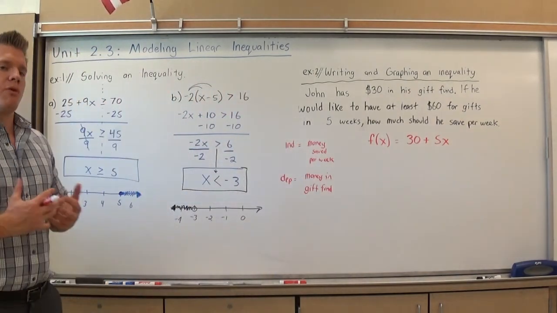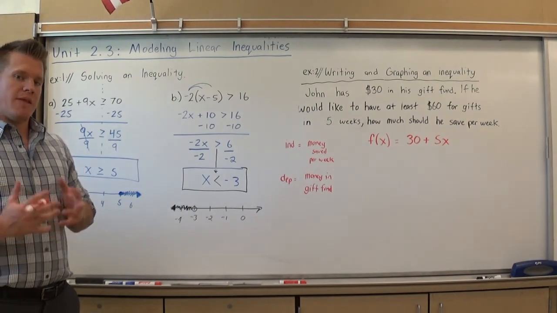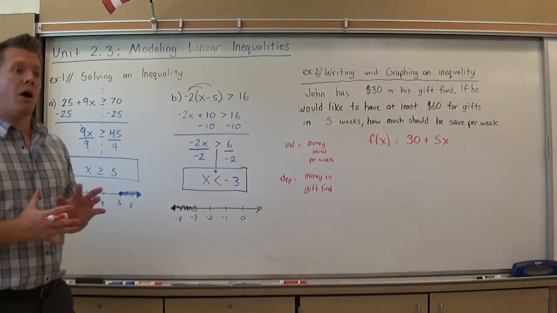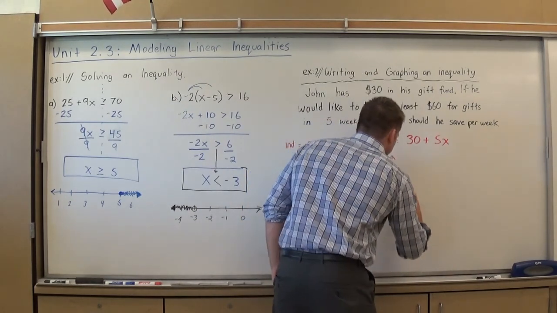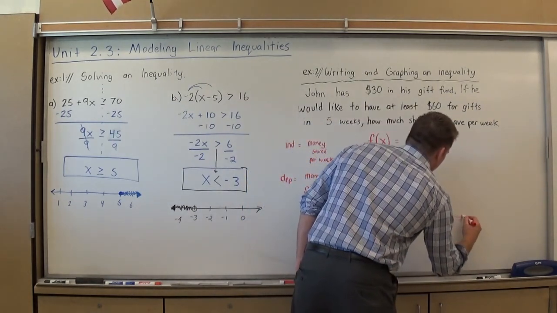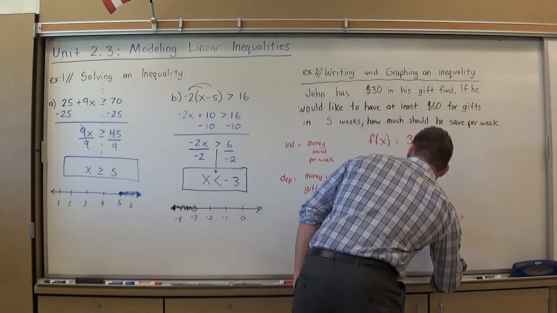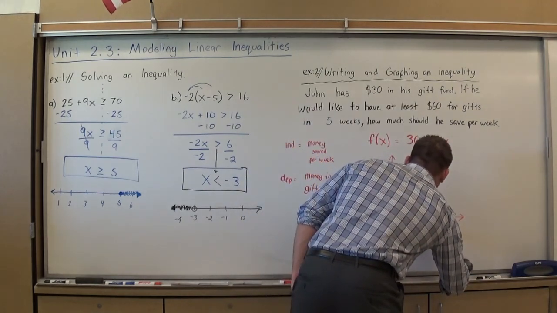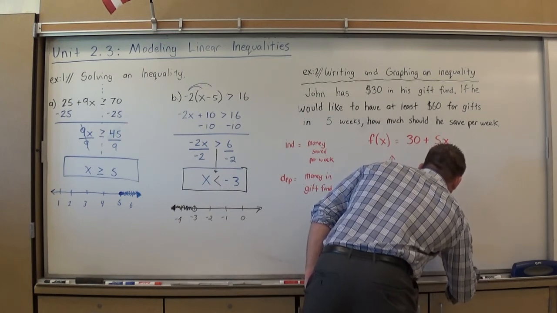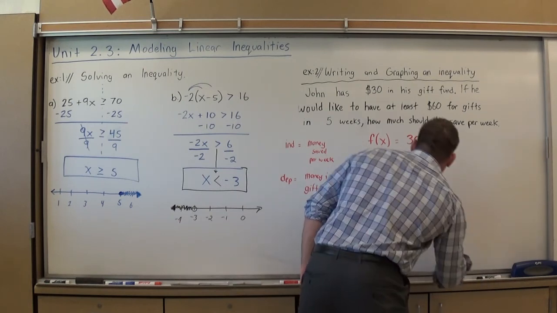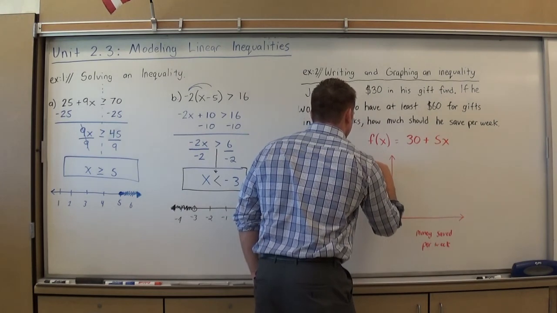But I could also graph this and get a visual representation, and that's what I want to do here, because I want you to start to see how this would work in the guise of an inequality. So I'm going to set up my axes. This will be money saved per week. This will be his money in his gift fund.